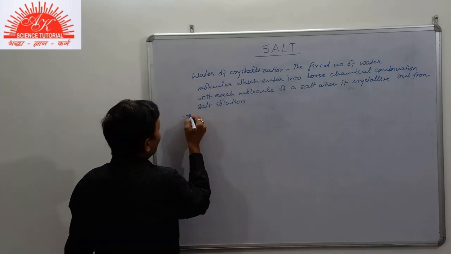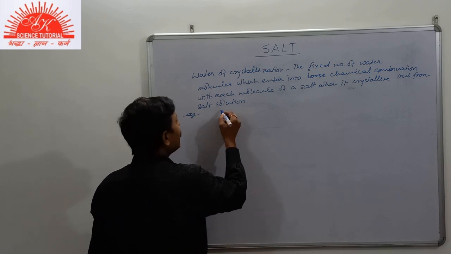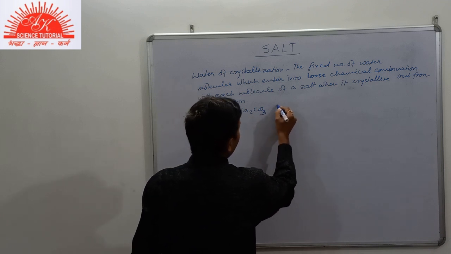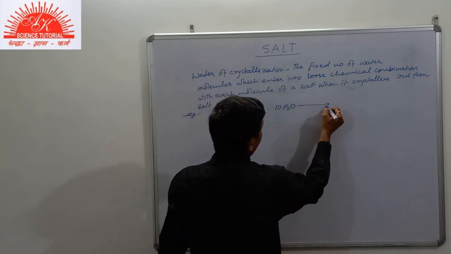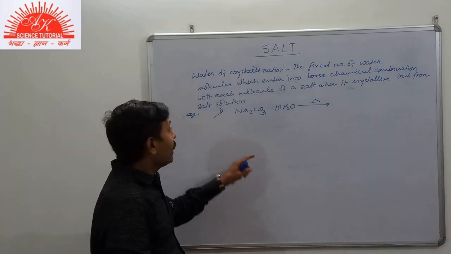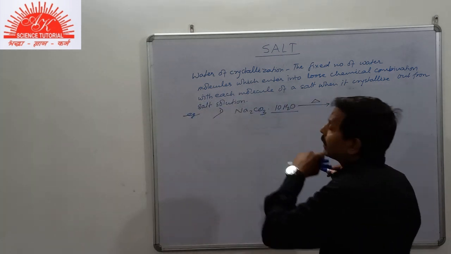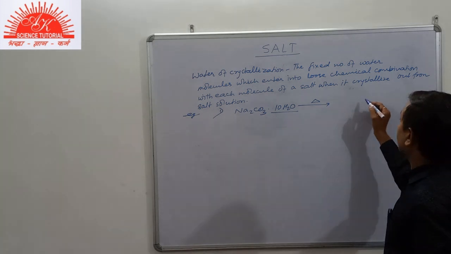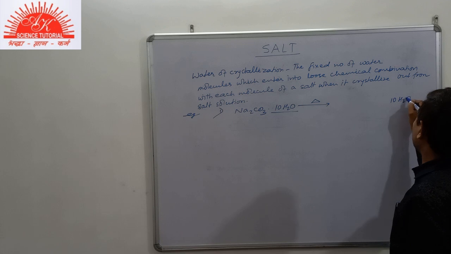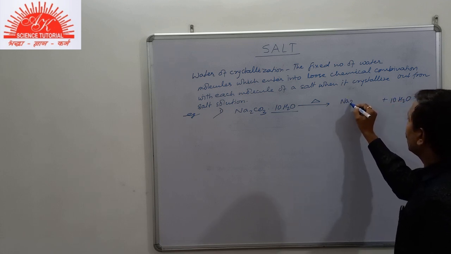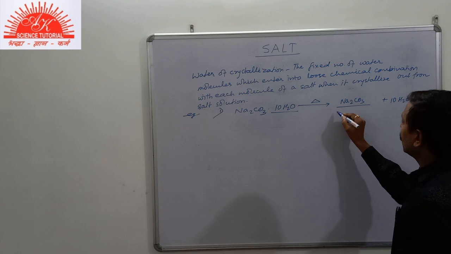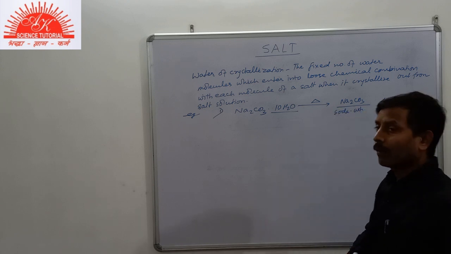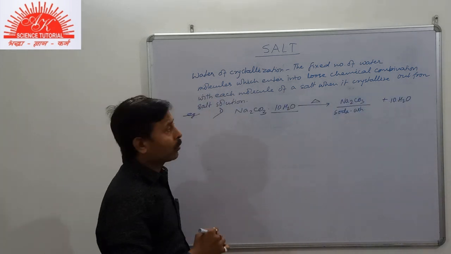For example, suppose we take Na2CO3, like that of washing soda, Na2CO3.10H2O, and it is heated. This water molecule is attached with it. It was attached during the formation of crystal. So 10H2O will vaporize first, and we will have only dry Na2CO3, that is commonly known as soda ash. Now water vapor will come out.